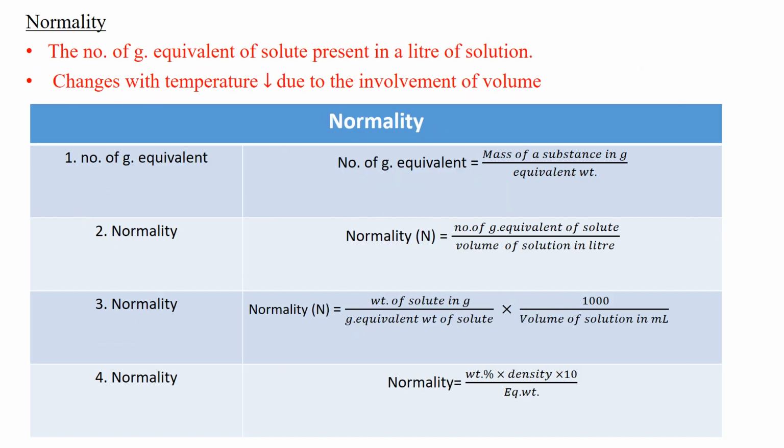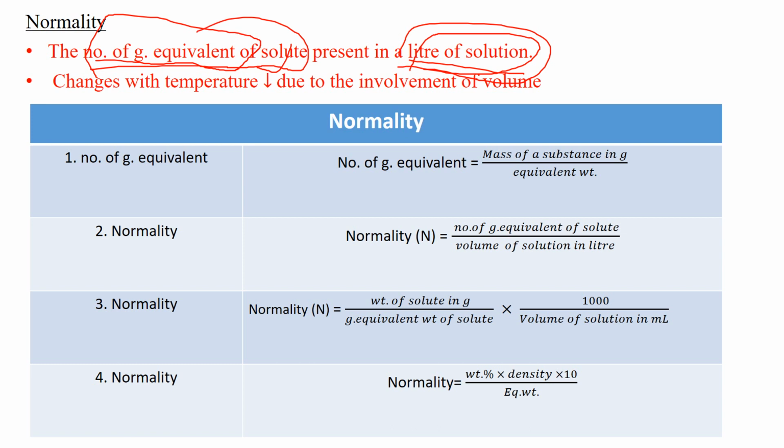Normality. Normality is the number of gram equivalents of solute present in a liter of solution. It means how many gram equivalents of solute are present in a liter of solution, which denotes the normality. One liter of solution contains how many gram equivalents of solute. That is known as normality. And normality includes the volume.